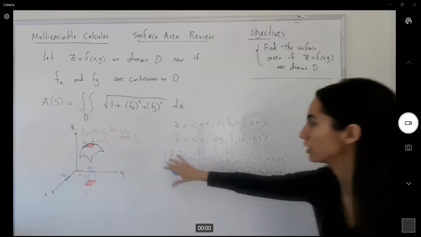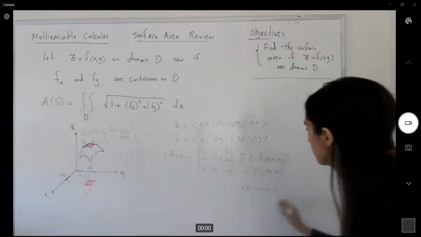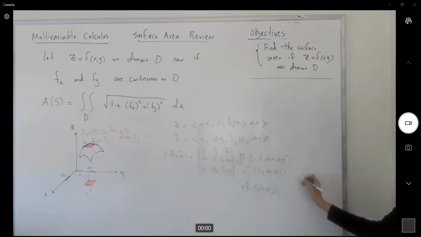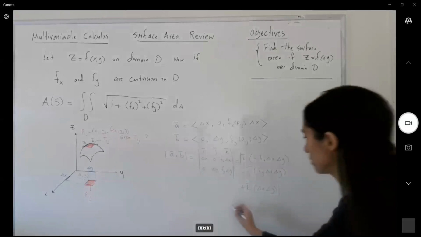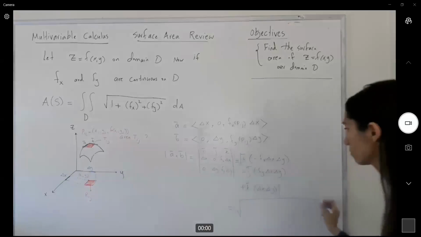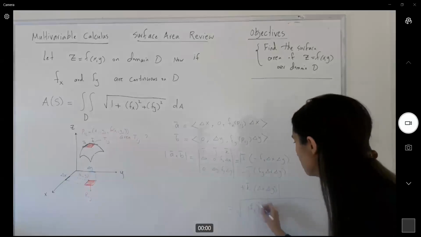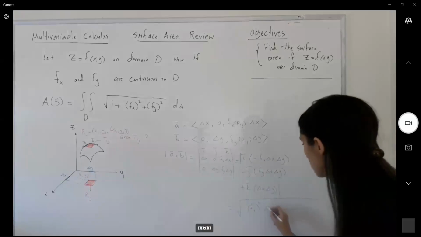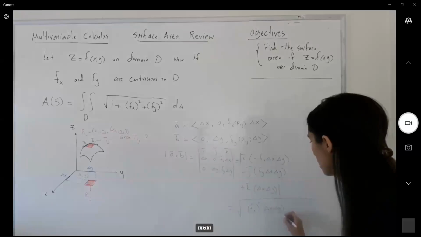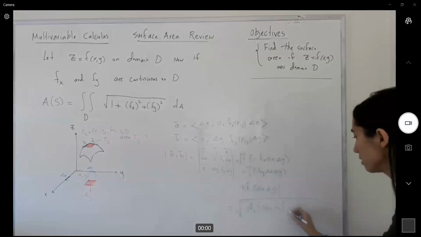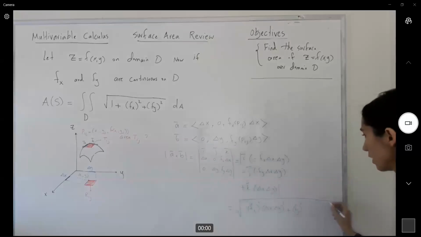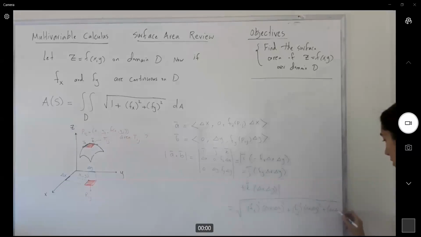So now we need to find the magnitude of this vector. The magnitude of this vector is equal to the square root of the first component raised to the second power. So you get f_x squared delta x delta y squared, the second component plus f_y squared delta x delta y squared, and the last component raised to the second power, which is delta x delta y squared.